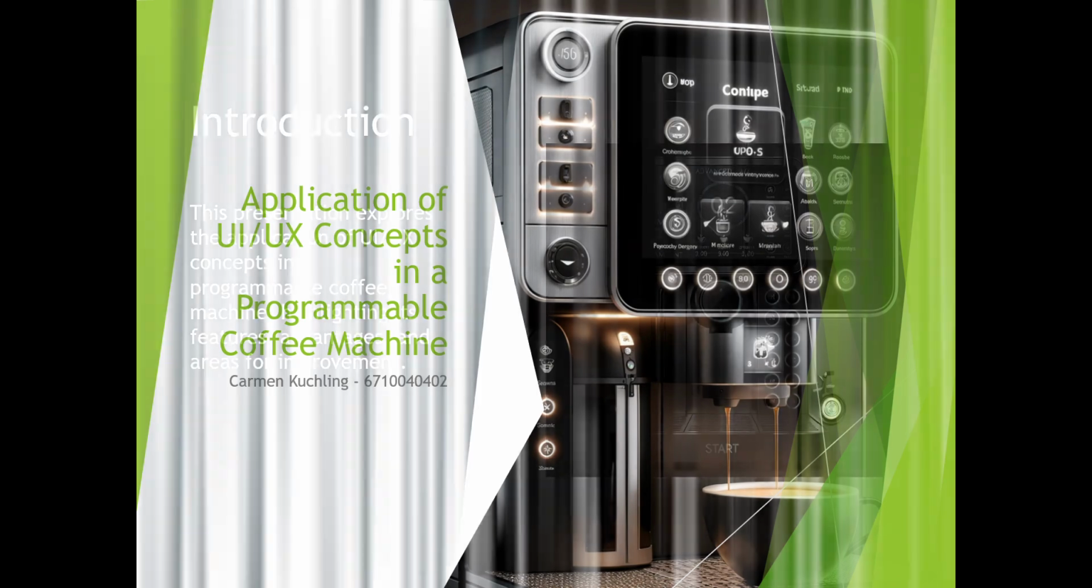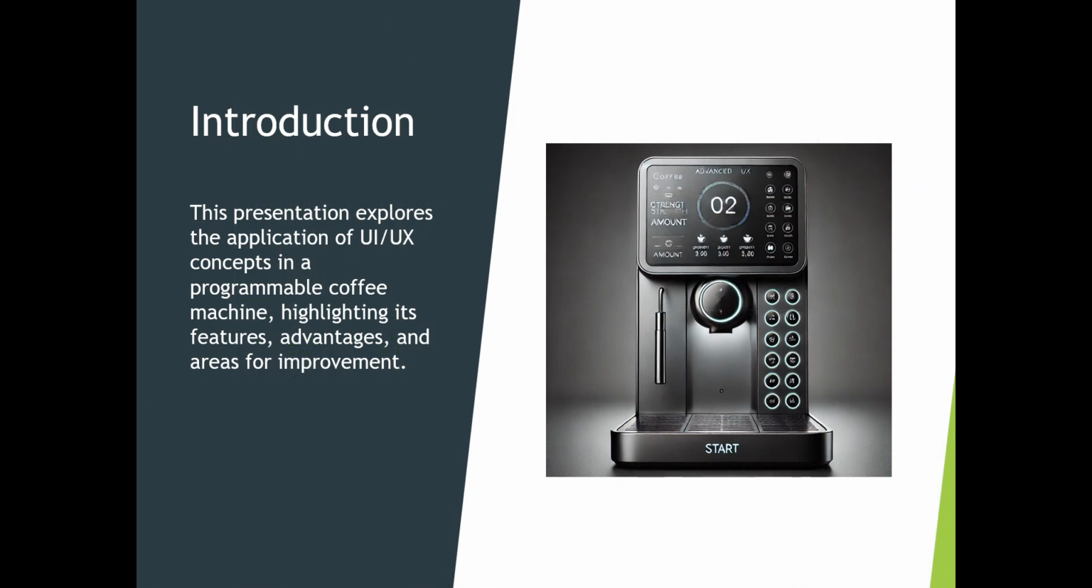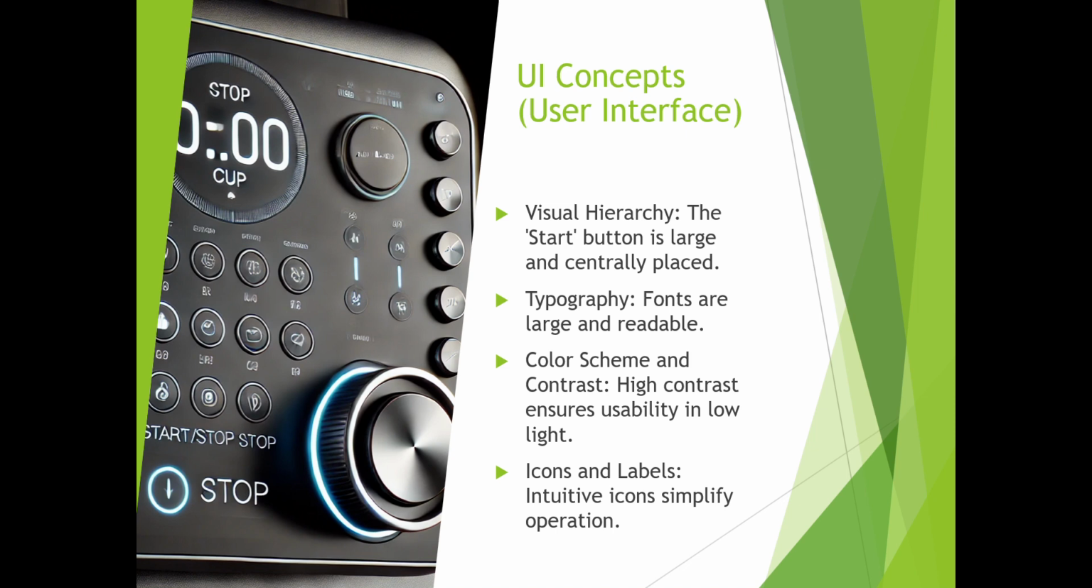Let's begin. This is a coffee machine designed to make brewing coffee simple and easy for everyone while still giving options for customization. UI, which means user interface, and UX, which stands for user experience, are very important. These concepts help to make the machine easy to use and practical. For a product like a coffee machine, it's important that it works fast, is simple to understand, and is enjoyable to use every day. Let's start with the UI, which is the user interface.